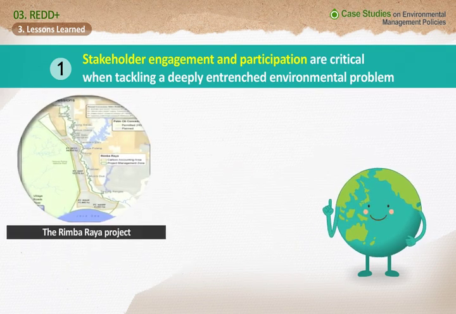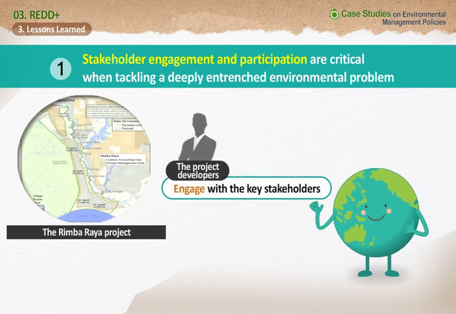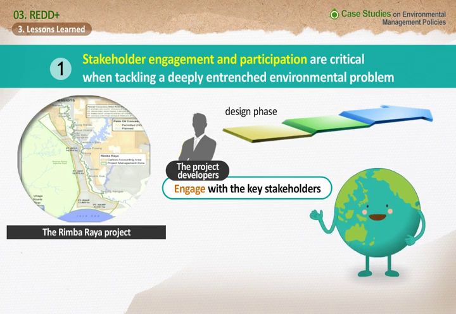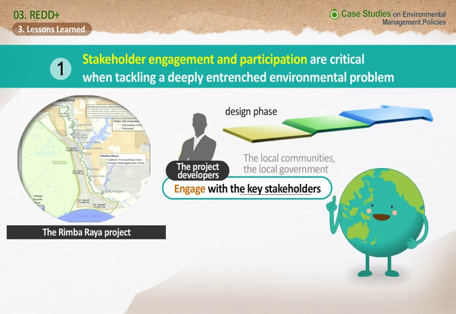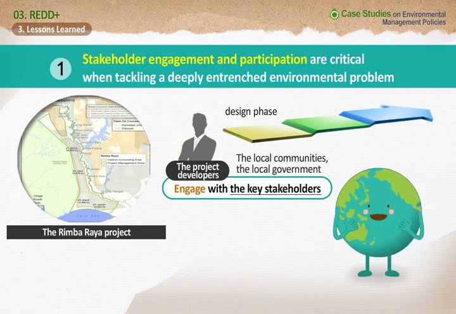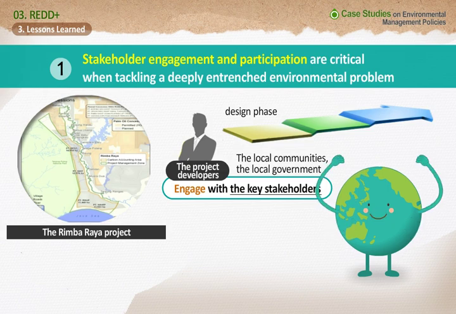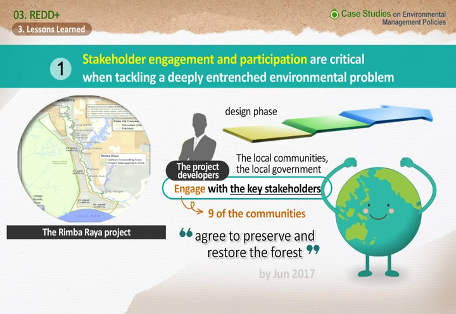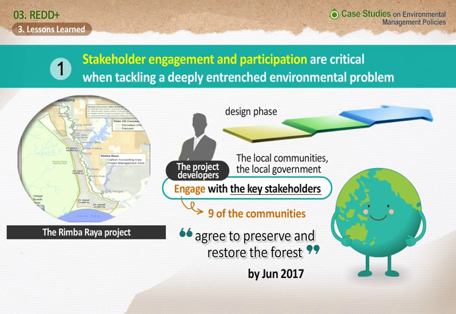In the Rimba Raya project, we can also see that efforts were made by the project developers to engage with all the key stakeholders from the project design phase, especially the local communities and the local government. Because of this engagement, by June 2017, 9 of the communities adjacent to the project site had signed agreements stating that they agreed to preserve and restore the forest.